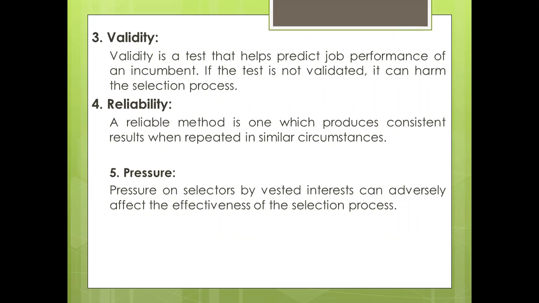Point number 3, validity. Validity is a test that helps predict job performance of an incumbent. If the test is not validated, it can harm the selection process. Reliability. A reliable method is one which produces consistent results when repeated in similar circumstances. If reliability is absent, this will also harm the process of selection. Last point is pressure. Pressure on selectors by vested interest can adversely affect the effectiveness of the selection process.